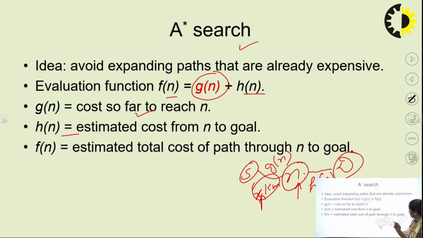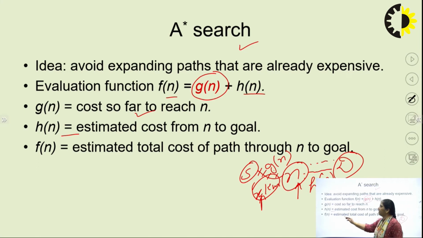So the main point to be noted: when I am at this level n, this cost I have already paid, and for this I am just having an estimate. So what is my evaluation function? My evaluation function is g(n) plus h(n). What is g(n)? Cost so far to reach n. And what is h(n)? Estimated cost from n to goal.